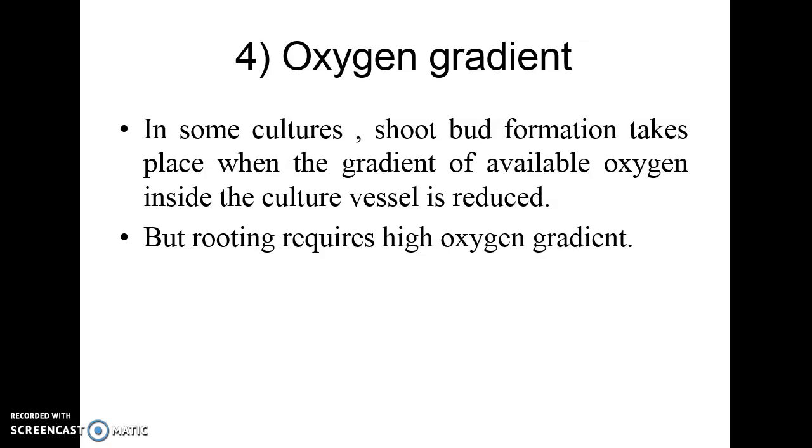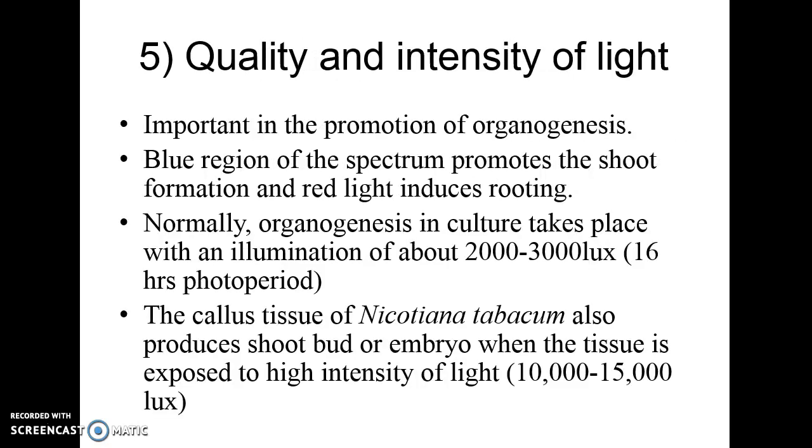For example, rooting requires a high oxygen gradient, and for shoot formation the oxygen gradient is reduced. Next is quality and intensity of light. Generally in the plant tissue culture lab, a 16 hours photoperiod is maintained. So we are going to see this factor with an example.